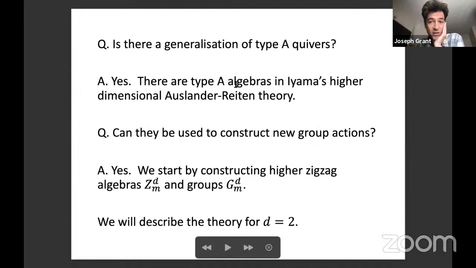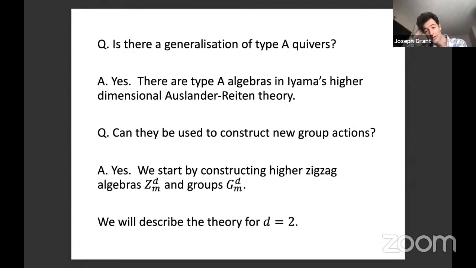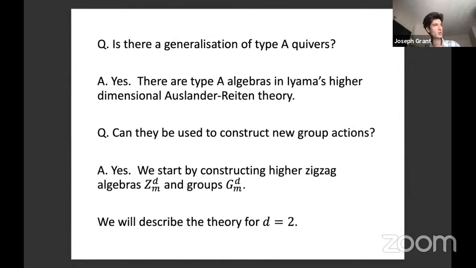And there is some generalization in Iyama's higher dimensional Auslander-Reiten theory. Again, these are some words which I'm not explaining, but there is some situation where some analogous quivers have occurred. And you might hope that we could use them to construct some new group actions, that this theory would generalize to this setting. And I claim that it does. So you can create some new algebras and some new groups. And what I want to do is just tell you about the groups that occur in the next step up, in the case d equals 2. d is dimension, and the classical situation was a one-dimensional theory in some sense. So now I'll stop saying words without explaining them, and I'll go back to telling you about presentations of groups.